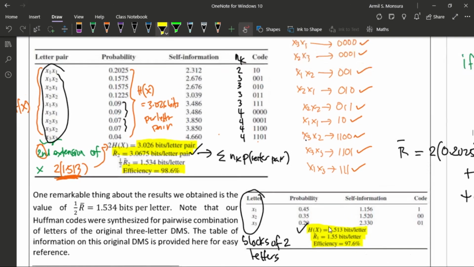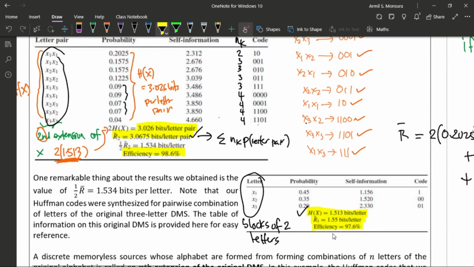What we did is generate codes for how many is this? 1, 2, 3, 4, 5, 6, 7, 8, 9. For 9 letters, based on their probabilities, the codes that we generate would be more efficient compared to the original source, or compared to the original codes that we generated for this one. So that's the premise that we have.